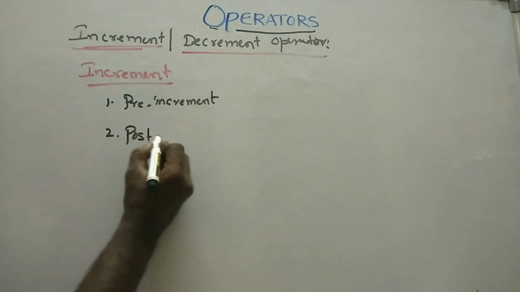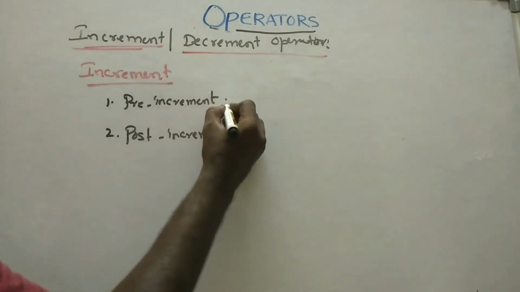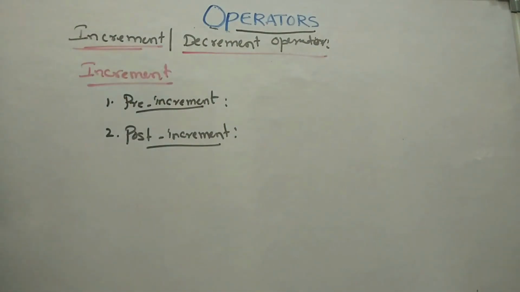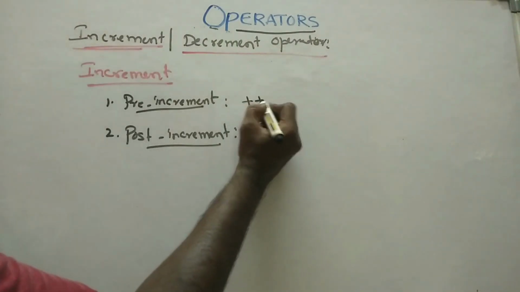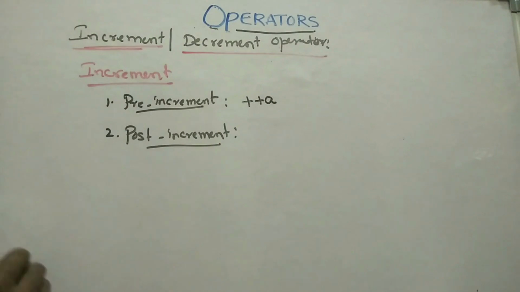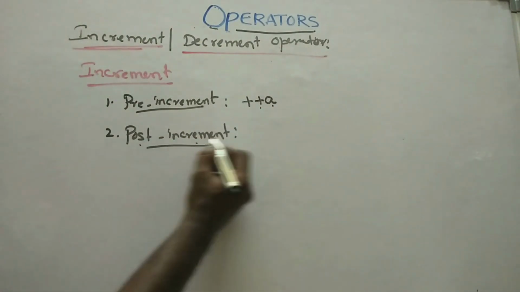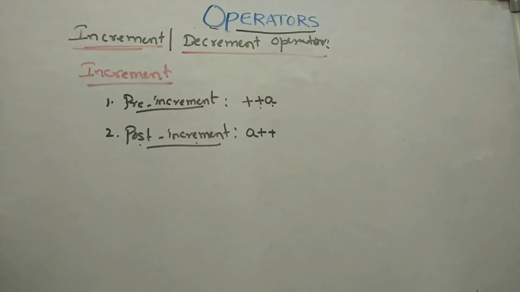Another one is post-increment. What is meant by pre-increment? What is meant by post-increment? Pre-increment means we represent first the operator and then the operand. Post-increment means first the operand and then the operator.